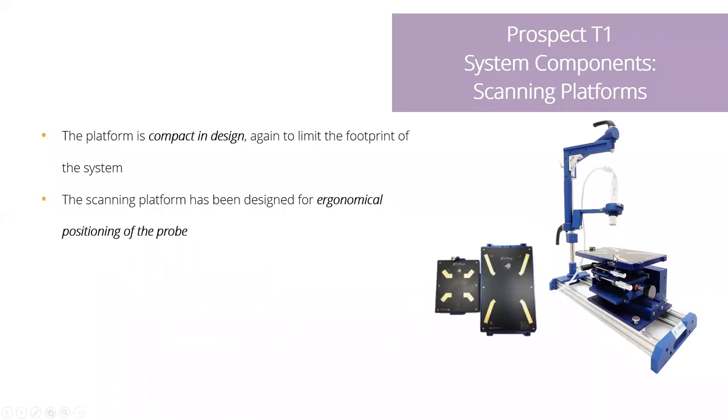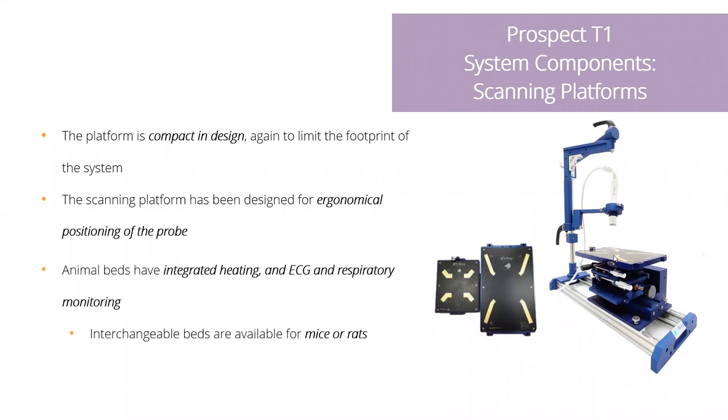There's a platform that does physiological monitoring, both for mice and for rats. They have integrated heating as well as respiratory and ECG monitoring. And as I mentioned, you can switch between the mouse and the rat one very simply by lifting the one that you don't require off and placing the other one on.